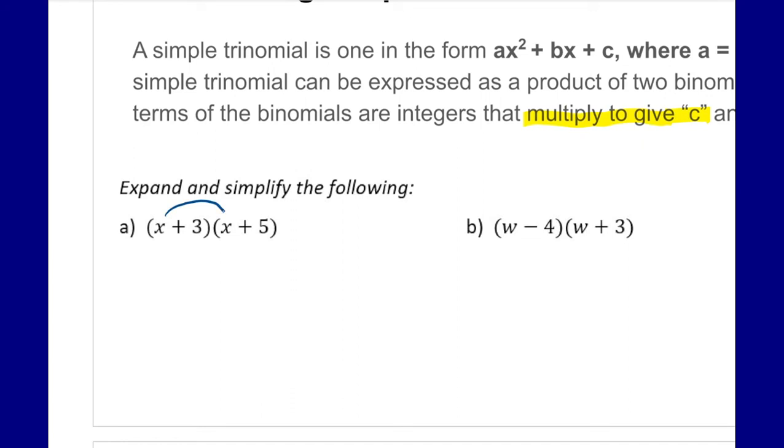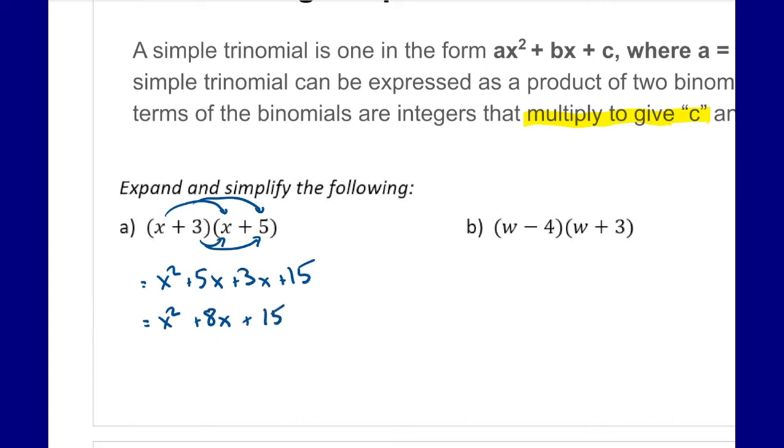You should be familiar with this from the previous lesson, the distributive property, specifically the FOIL method in this case. x times x is x squared, x times 5 is 5x, 3 times x is 3x, and 3 times 5 is 15. If I were to simplify this, I should get x squared plus 8x plus 15. So this is now my trinomial down here.